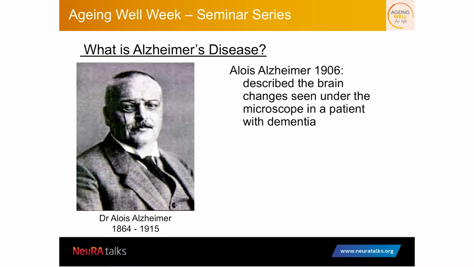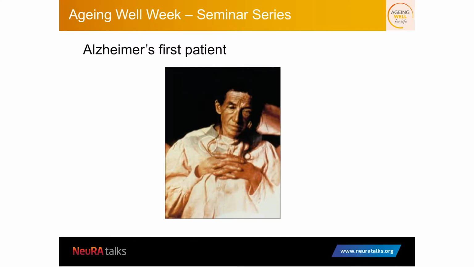What about Alzheimer's disease? Well, this is Alzheimer. He was a psychiatrist and pathologist who was working in Germany 120 years ago, a time of great progress in understanding what the brain looked like under the microscope. And in 1906, he described the brain changes seen under the microscope in a patient with dementia and described the disease that later bore his name.